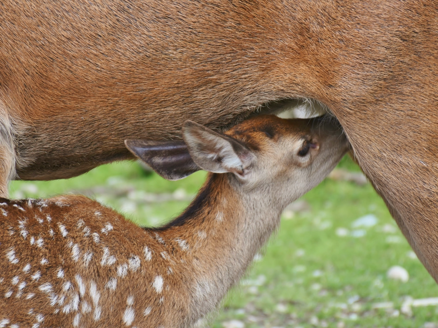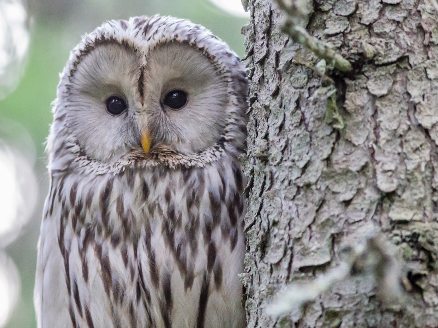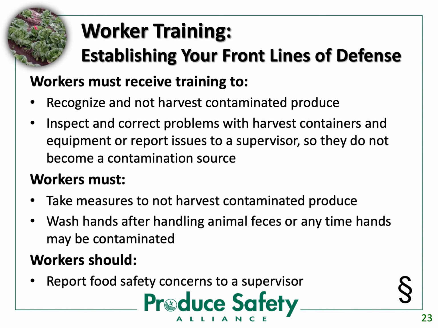Wildlife surrounds farms and cannot be controlled. Like humans, animals carry pathogens and can easily spread them through fecal matter. Therefore, workers must help in taking all measures to minimize food safety risks, which includes working to prevent animal intrusion into fields or areas with covered produce, assessing the produce prior to and throughout harvest to determine if it's safe for the supply chain, and washing their hands whenever they have handled animal feces or any time they suspect their hands may be contaminated.